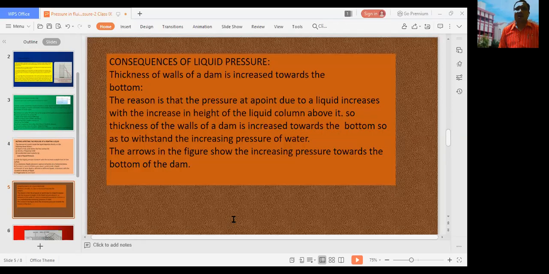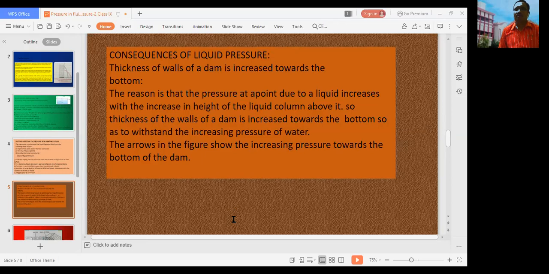Next, consequences of liquid pressure. The thickness of the walls of a dam is increased towards the bottom. What is the reason? Because the pressure at a point due to the liquid increases with the increase in height of the liquid column above it. So the thickness of the walls of the dam is increased towards the bottom to withstand the increasing pressure of water. The arrows in the figure show the increasing pressure towards the bottom of the dam.